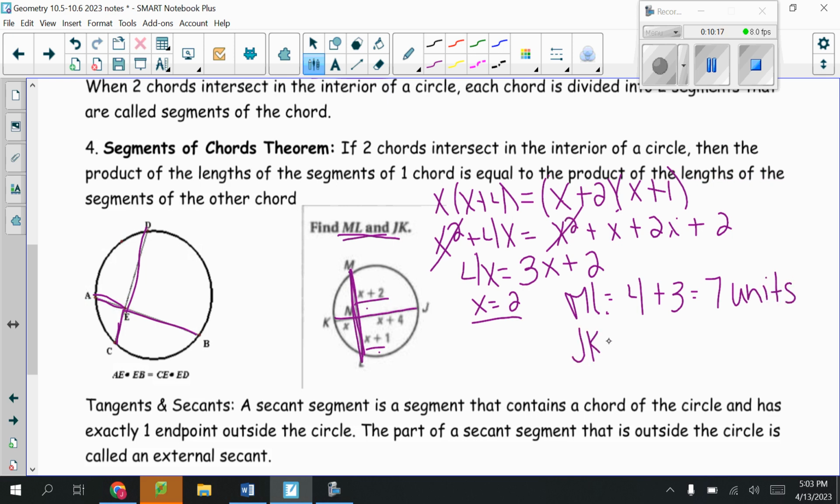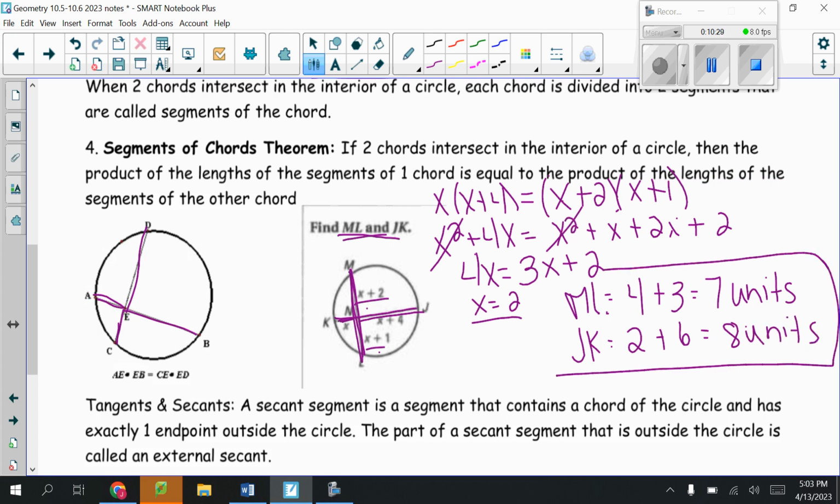Now JK, again, plugging it in. So this one was just X, 2. Over here, 2 plus 4 is 6. So 6 plus 2 is 8 units. So always make sure that you are reading the directions and plugging back in when you need to.